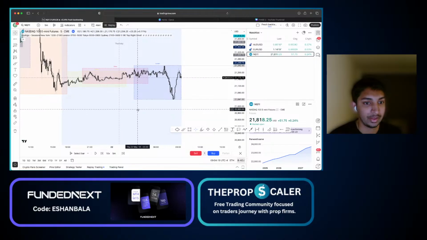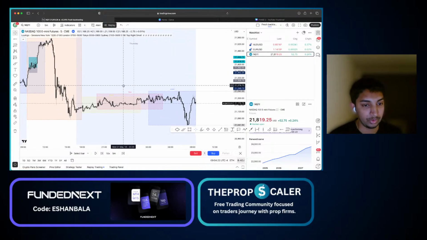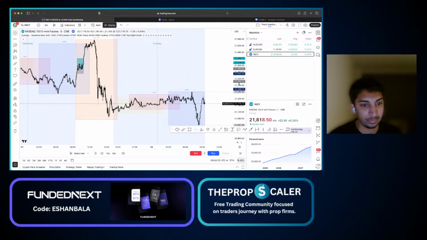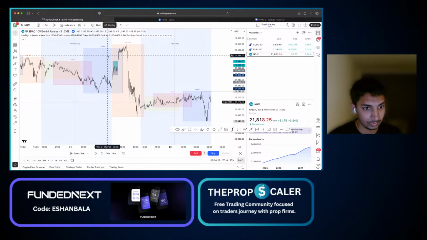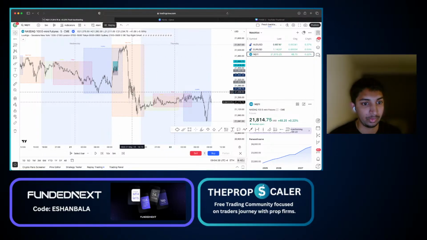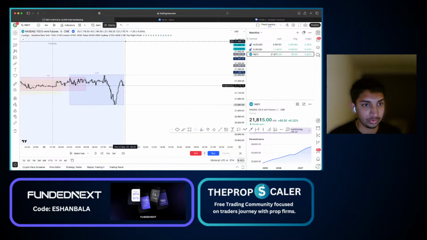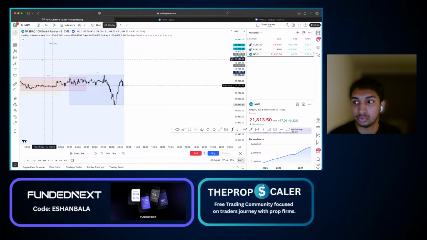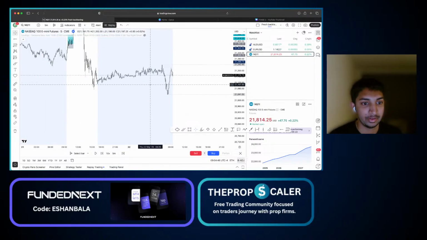Then I will mark out Asian high and Asia low. Those have been swept, so we're not interested. And then we mark out previous day high and low. So previous day high would be this high over here, and all the lows have been swept, so we're not interested. So now we can get rid of this tool, and these are our key areas.